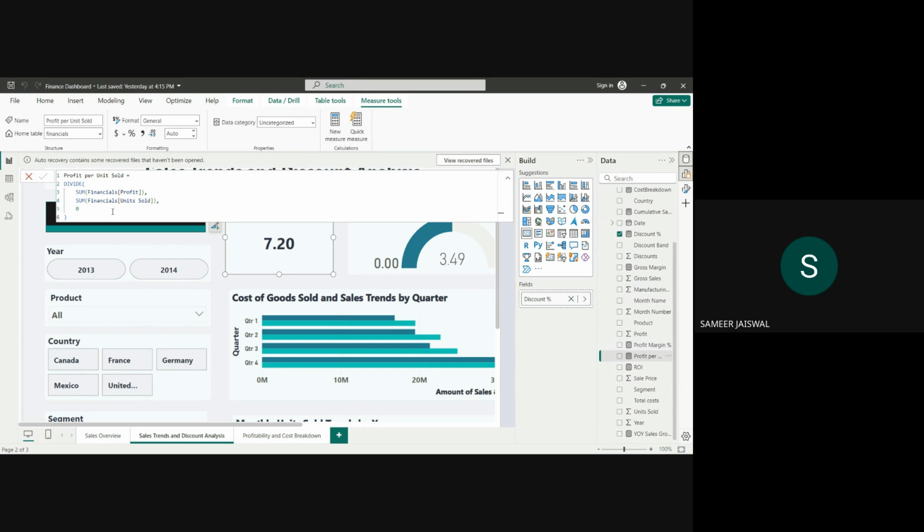And profit per unit sold is how much we are gaining by selling each unit of goods sold. So here you can see how we have incorporated the tax to calculate the profit per unit sold.